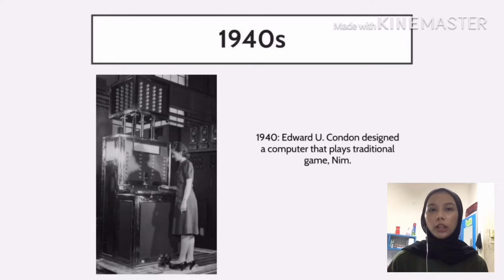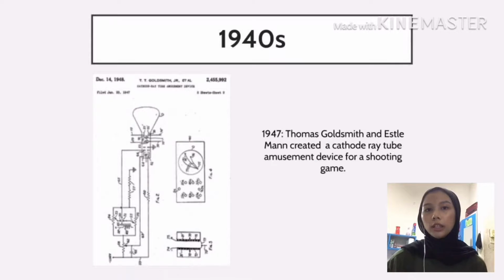The development of electronic games began in the 1940s. In 1940, Condon displayed a machine that he designed to play Nim at a fair, and 90% of the games were won by the machine. Then in 1947, Thomas Goldsmith and Estle Ray Mann developed a cathode ray tube amusement device for a game that allows players to shoot targets on the cathode ray screen.